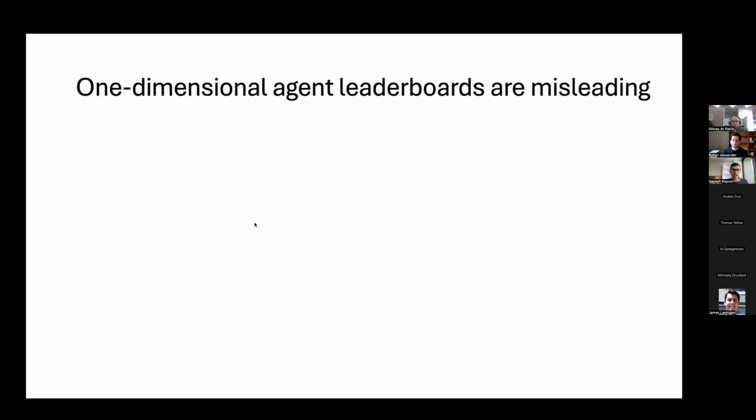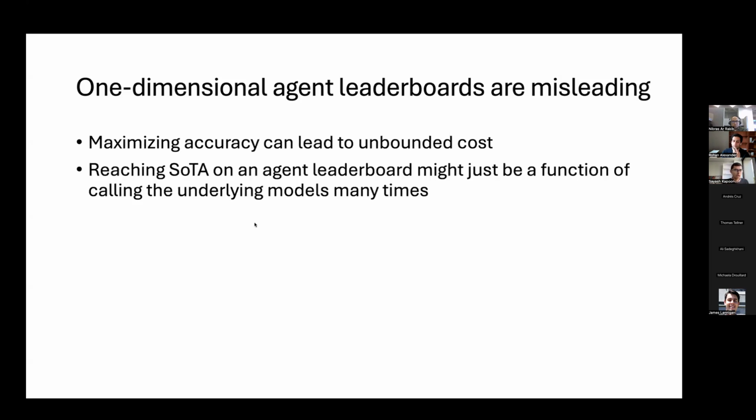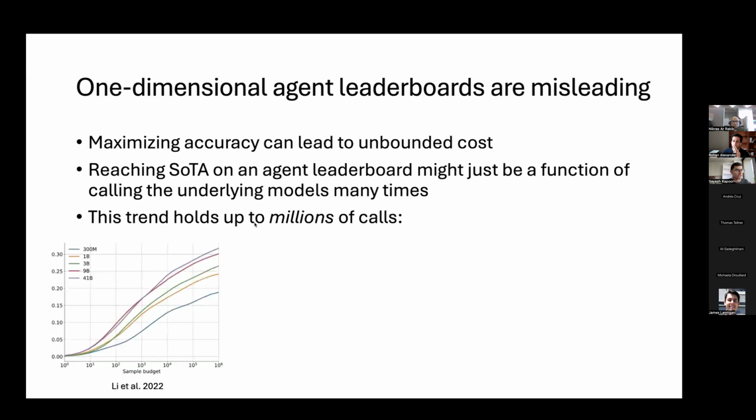And this is, I think, quite a strong claim, because we have relied on leaderboards that measure the accuracy of these models for a long time. These one-dimensional leaderboards are essentially how companies benchmark themselves, how they report their increases in model performance to investors, and so on. But this is different for agents because maximizing accuracy can lead to an unbounded cost, since reaching state of the art might just be a function of calling the underlying model many times. In fact, when we've looked at this trend empirically, what we found is that this trend can hold for up to millions of calls.